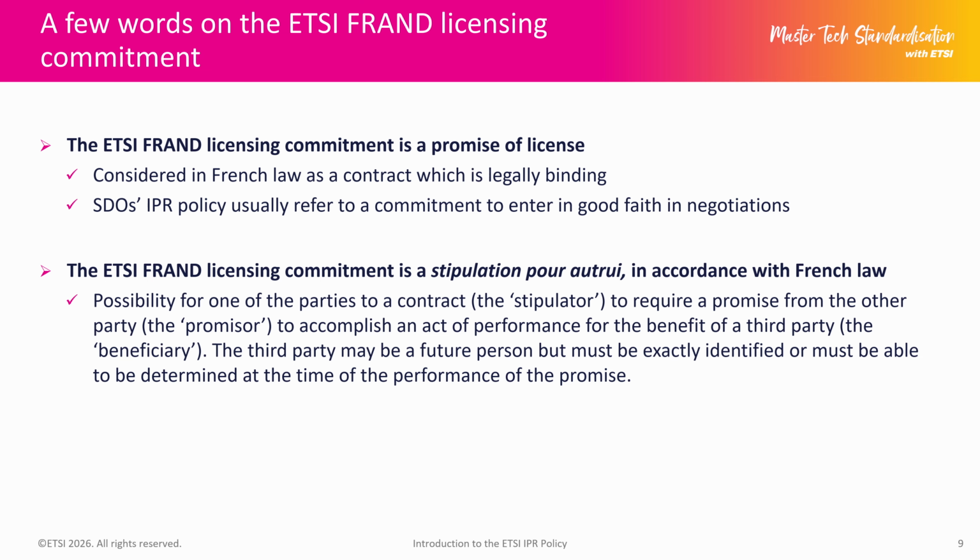In the context of the ETSI FRAND commitment, ETSI acts as the stipulator, the patent holder is the promisor, and the implementer of the standard is the beneficiary of a promised FRAND license. This stipulation pour autrui mechanism in the ETSI IPR policy has been recognized as such not only by French courts, but also by courts in other jurisdictions, including courts in England.